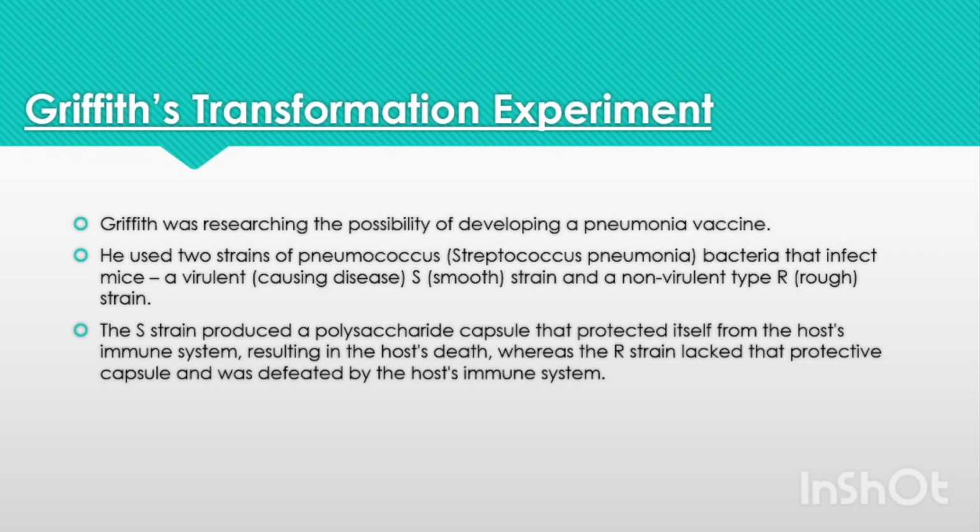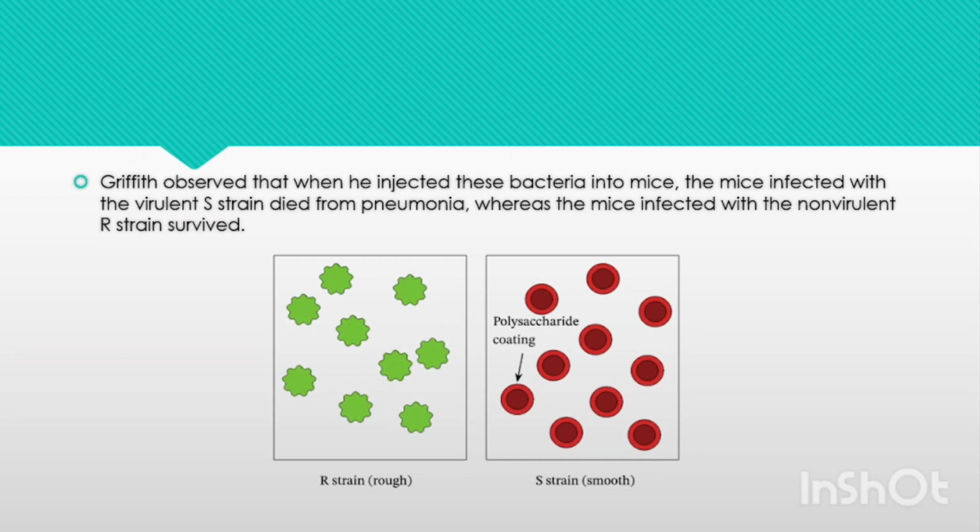The S strain produces a polysaccharide capsule that protects it from the host immune system, resulting in the host's death, whereas the R strain lacked that protective capsule and was defeated by the host immune system. In the last picture we saw the outermost polysaccharide capsule, which acts as a protective layer from the host immune system. The immune system can't penetrate this upper layer, so it protects the virulent bacteria inside, which helps in causing disease and death.